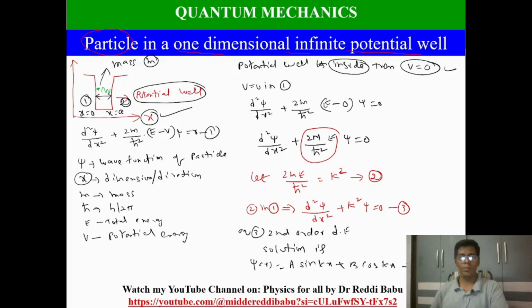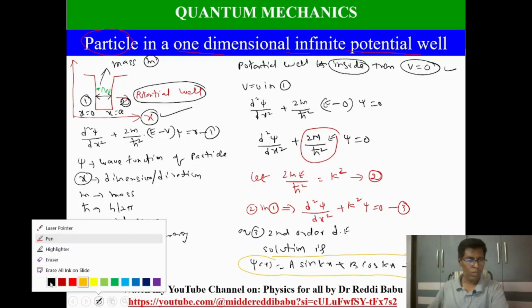Equation number 3 is in the form of a second order differential equation. Using the differential equation concept we studied in lower classes in mathematics, I am writing the solution for equation 3. It is psi of x is equal to a into sin kx plus b into cos kx. This is a solution of equation number 3. Now we need to derive further.